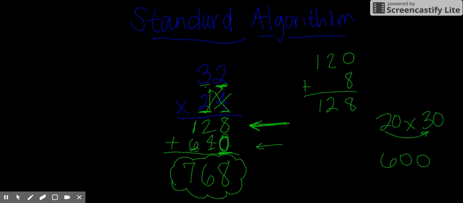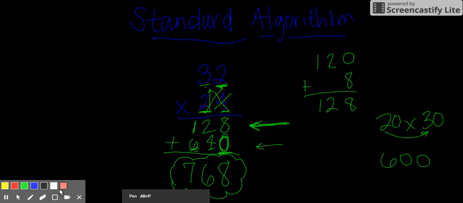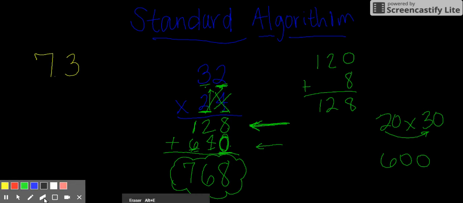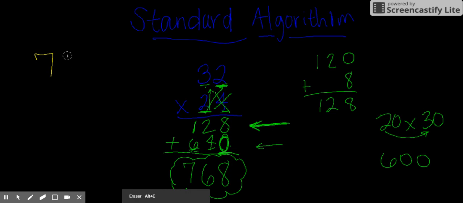Okay, now that we've tried that one, let's try one more just so that you can make sure that you've got the hang of it. Let's try it in yellow. Okay, let's try 73. No, I don't like 3. We've already worked with 3 a lot. Let's do 70. Hold on, let me get it back. Okay, I think it's back. Let's do 75 times, we'll go with 62.